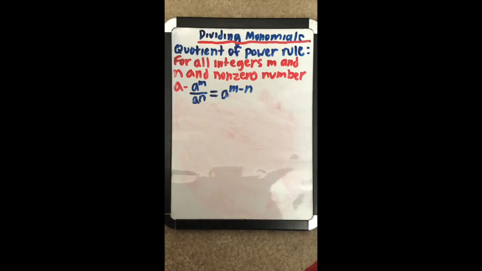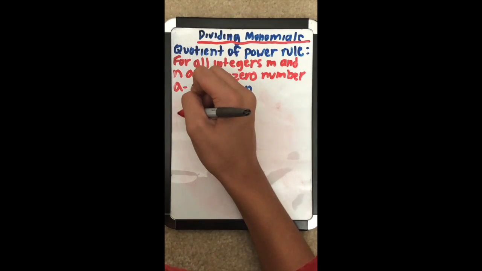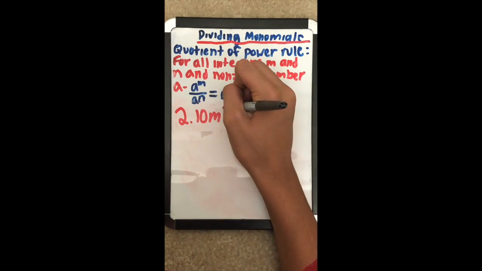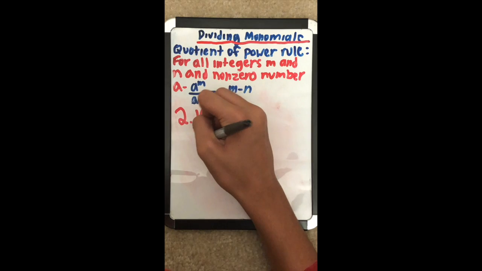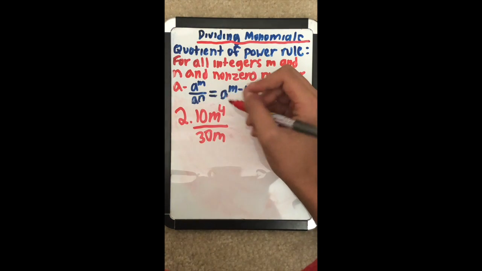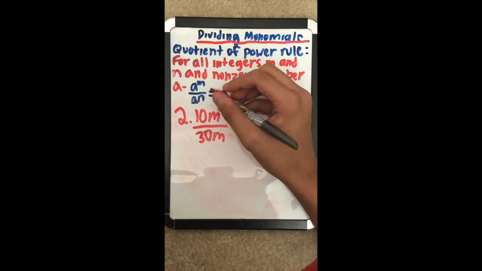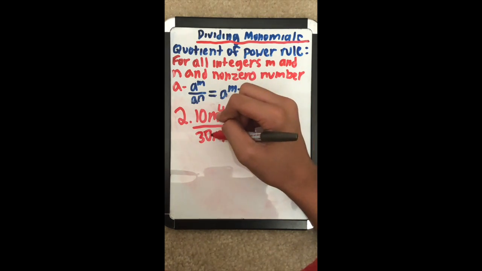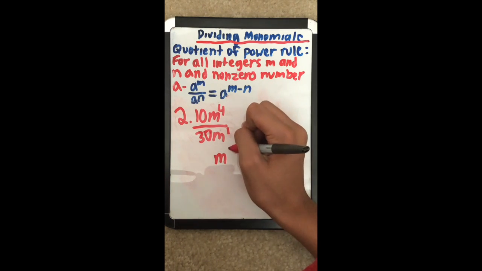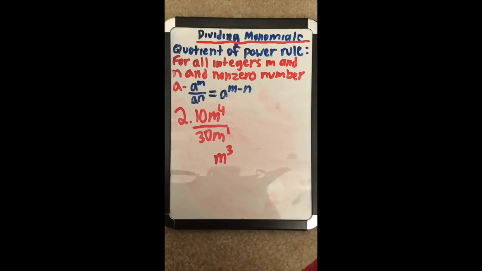Now that you did that question, you might be thinking that this is fairly easy. And it is, but this question is a little bit harder than the last one. Our question is 10m to the power of 4 over 30m. Right off the bat, you want to make sure you subtract the exponents. For the 10, the exponent is 4, and for the 30, the exponent is 1. So we bring down the m, and it's 3. So m to the power of 3.